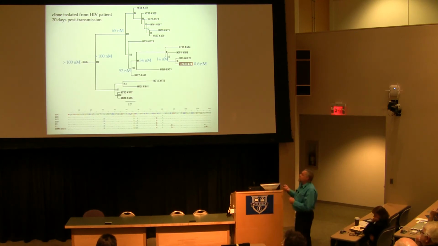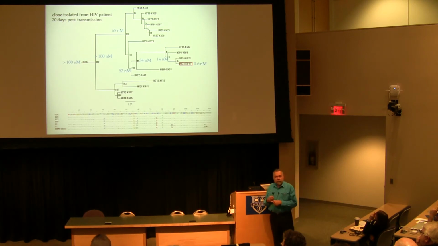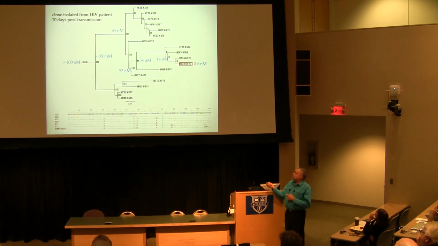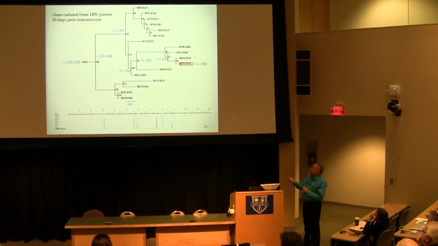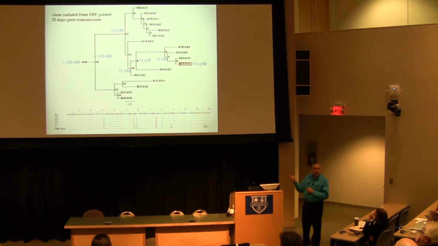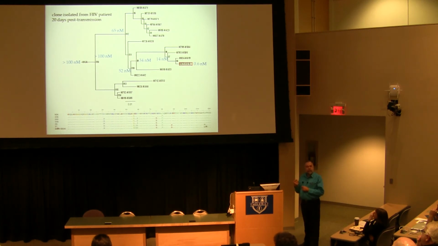So the ancestor is very often, majority of the time, not all the time, but the majority of the time, so low affinity that it's unlikely to have been elicited by HIV, and it's only later on in the clonal history that HIV becomes capable of driving the rest of the expansion.